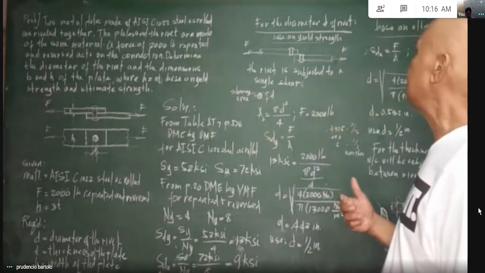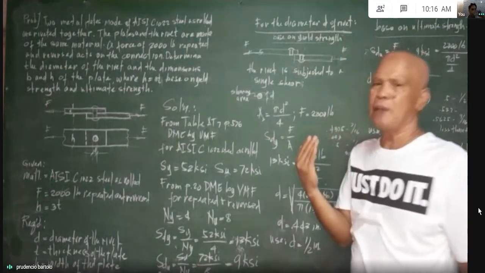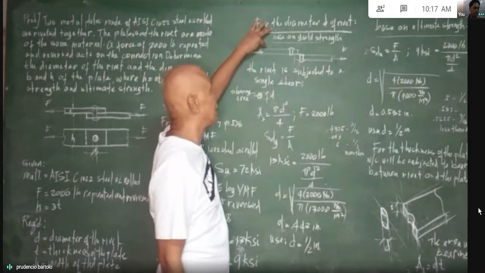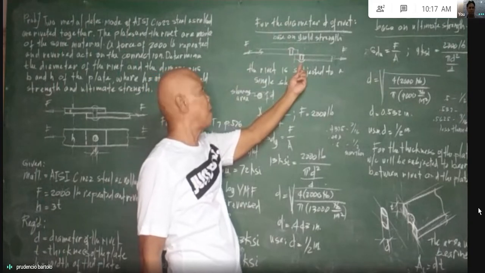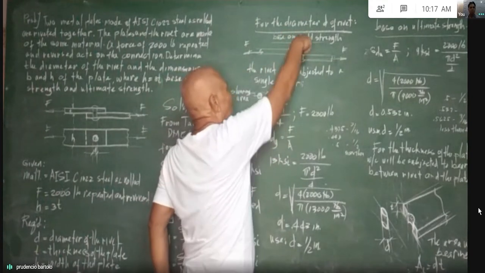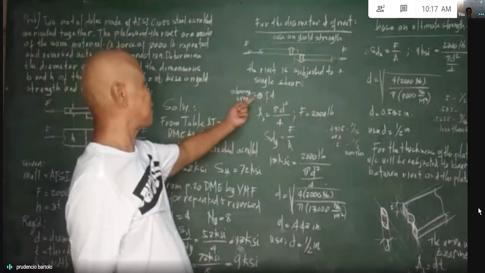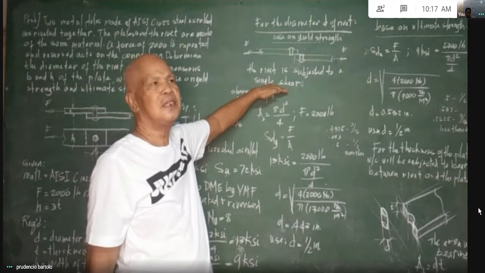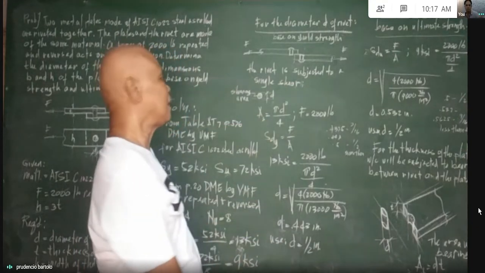To be able to take the diameter of the rivet, that is for the diameter of the rivet based on yield strength, we subject the rivet in terms of shear. Now, I have illustrated in here that the upper portion of the rivet passed over the lower portion of the rivet. So the shearing area will be this one, that is on the cross section of the rivet, which the cross section of the rivet illustrated in here, that is undergoing single shear. It is single shear, that's how I have stated. That is because there is only one shearing area.